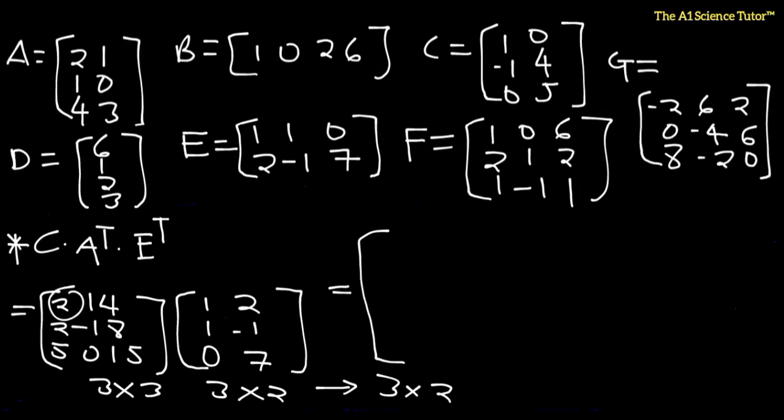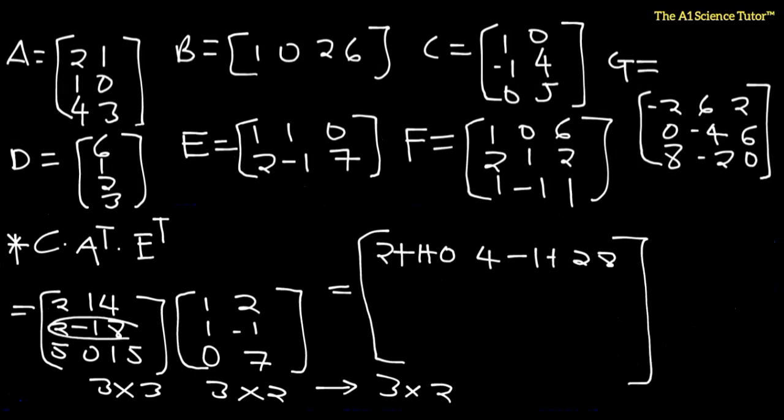Now we have 2 multiplied by 1, which is going to give us 2. Then we have 1 multiplied by 1. So that is going to give us 1. Then we have 4 multiplied by 0, which is going to give us 0. And we have 2, 1, 4 multiplying by 2, negative 1, and 7. So that should give us a 4, negative 1, and plus 28.